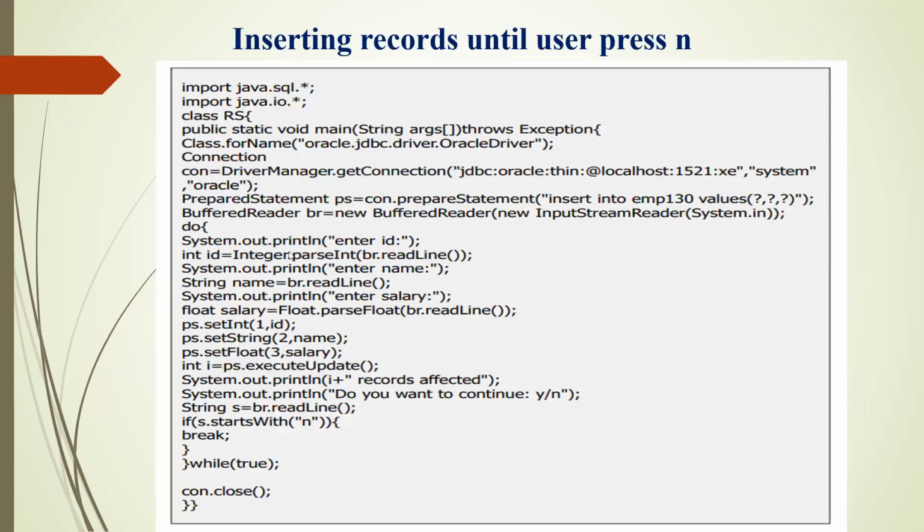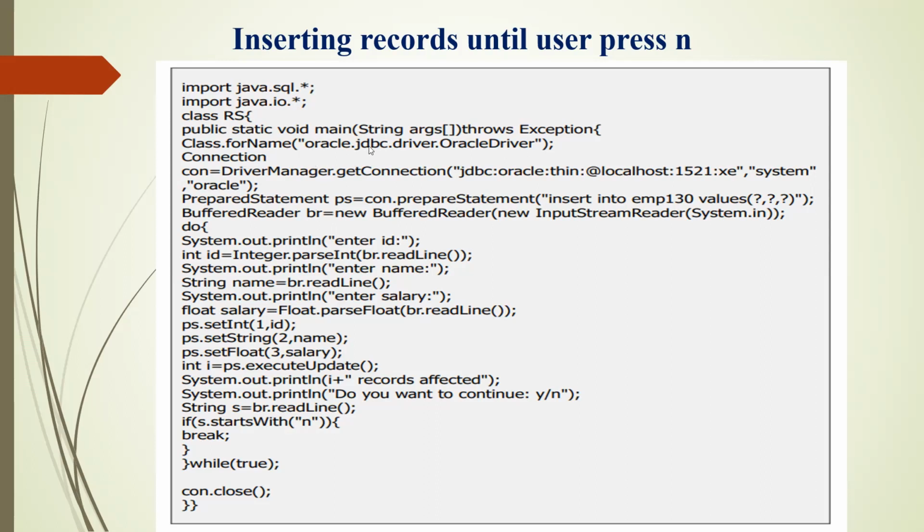The last example is an overall example for the operations we have seen. So here the packages we imported are the SQL package, java.sql, and java.io.*. Then the class name here is RS. In this main method we open.